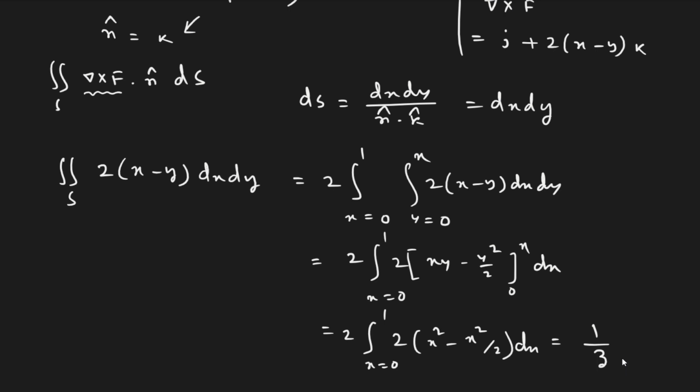Similarly, in the last part we have not substituted. But if you want to substitute, let x equal to r cos theta and y equal to r sin theta, then also you'll get the same answer. You try it in two different ways, and you'll see that the result will be the same.